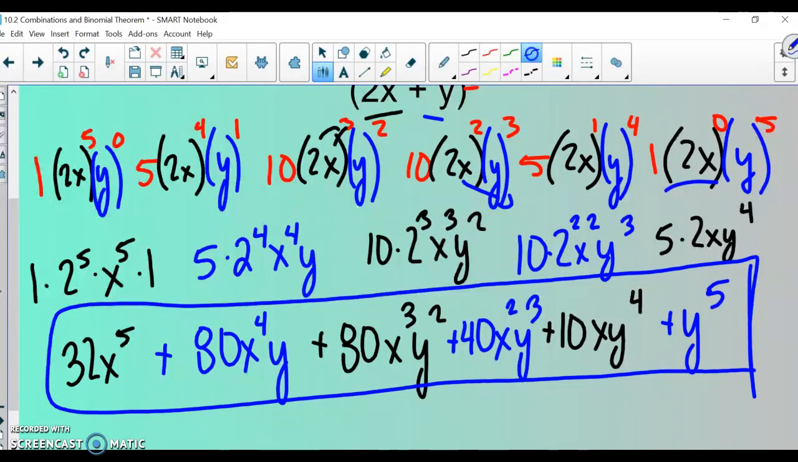So that's the binomial expansion theorem. You guys will have some homework, some problems like this in your homework. Good luck out there.